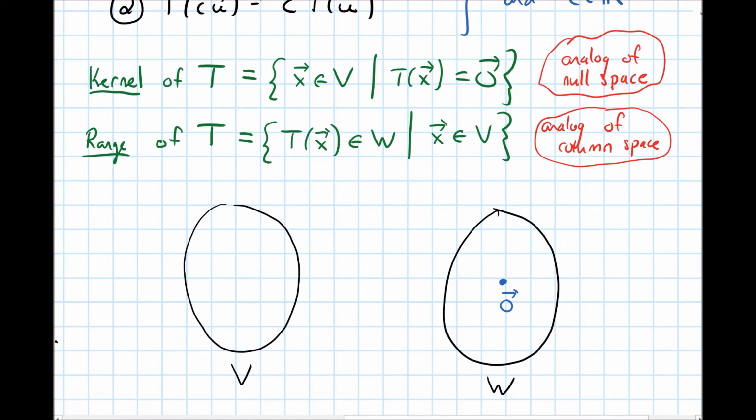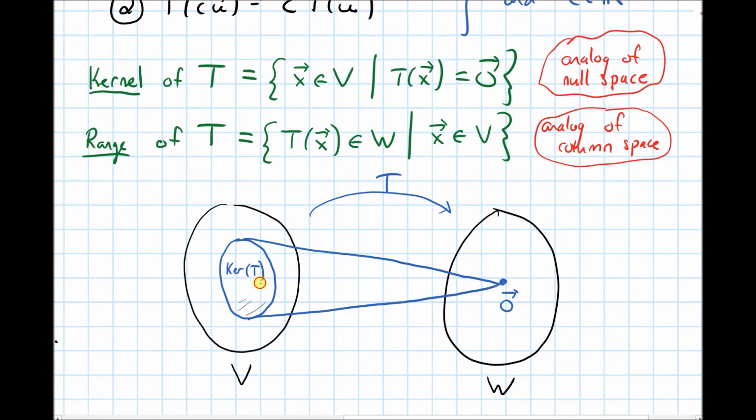So the kernel is all of the things in V, let me just draw a circle to represent them, that when I plug them into my transformation T, I will get out the zero vector. So all of these things in this blue circle that's in V get mapped to just the zero vector. Even something here gets mapped to the zero vector. If there's something else in the kernel, that also gets mapped to the zero vector. Everything that's in the kernel gets mapped to the zero vector.